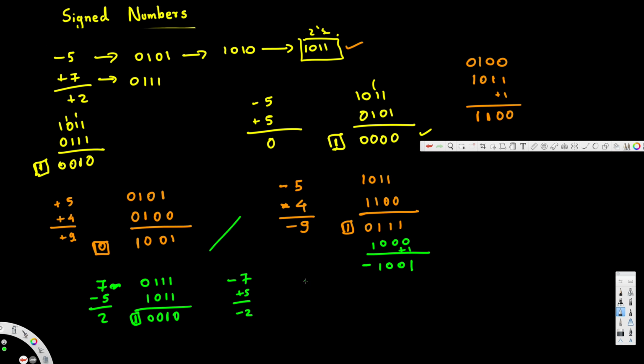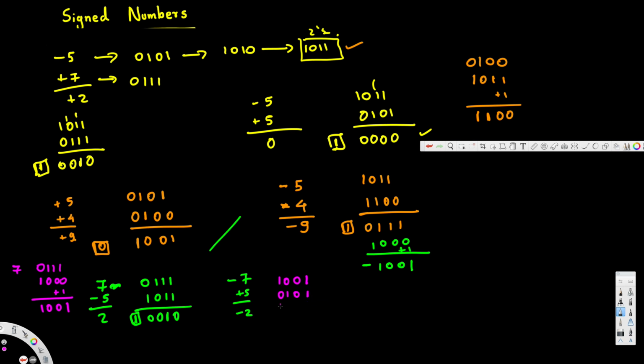Now let's see what happens here. Here we will get minus 7. To get minus 7, first I have to do the 2's complement. For positive 7, that is 0, 1, 1, 1. For negative 7, first we have to take the 1's complement, that is 1, 0, 0, 0. And if you add 1 to this, that's 2's complement. That's 1, 0, 0, 1. So 1, 0, 0, 1 plus 5. 5 is basically 4 plus 1: 0, 1, 0, 1.